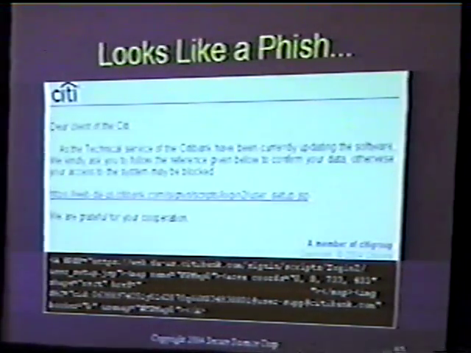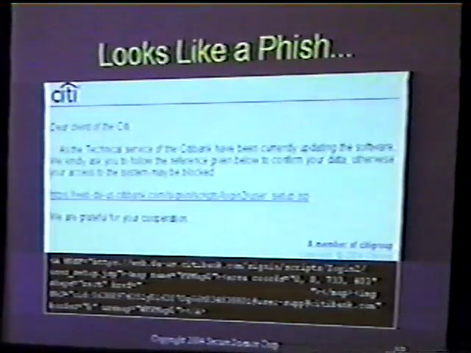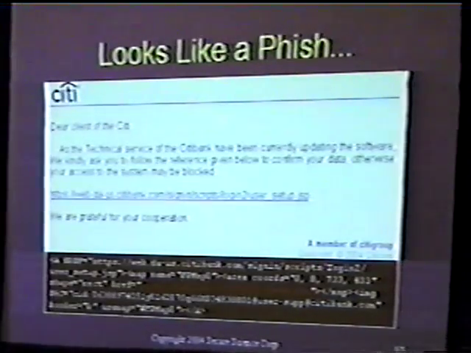Now this group has been around for over a year, and they've been constantly updating their code and their methods, and they've pretty much perfected how to do their camouflage. Consider this email. It looks like a phish. It even has in the HTML code a link going off to some phishing server that would collect your information.